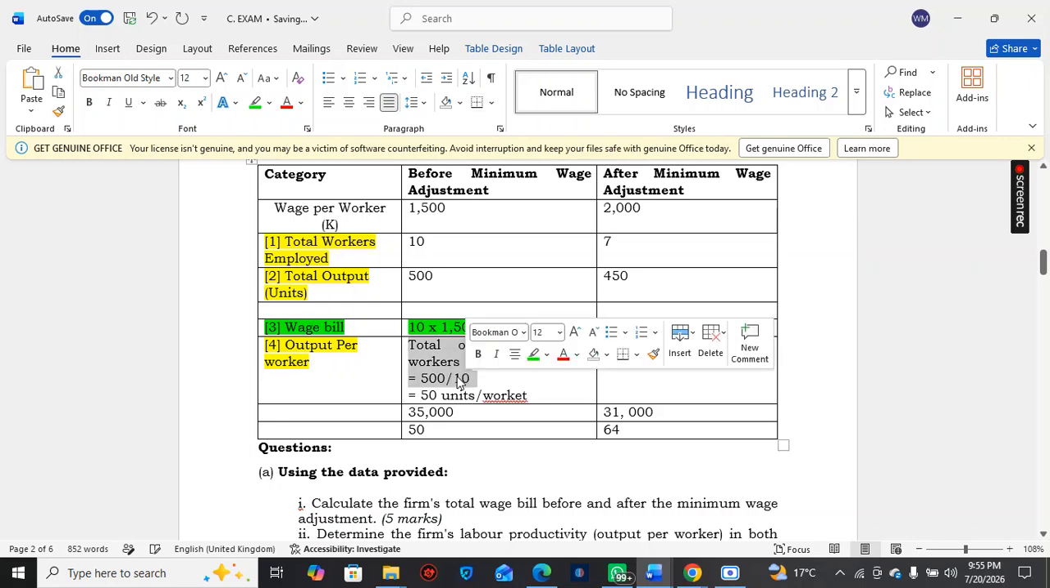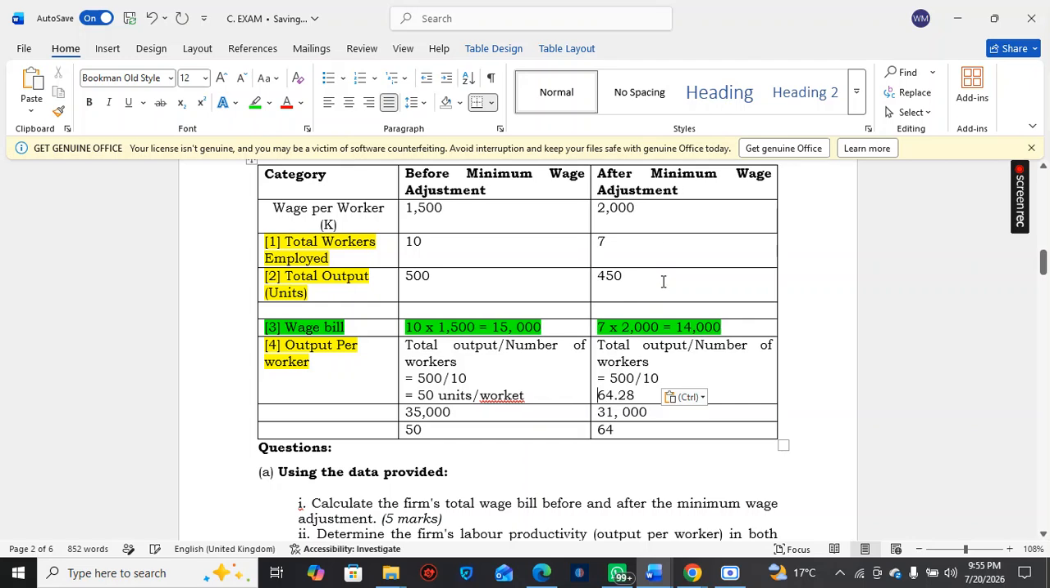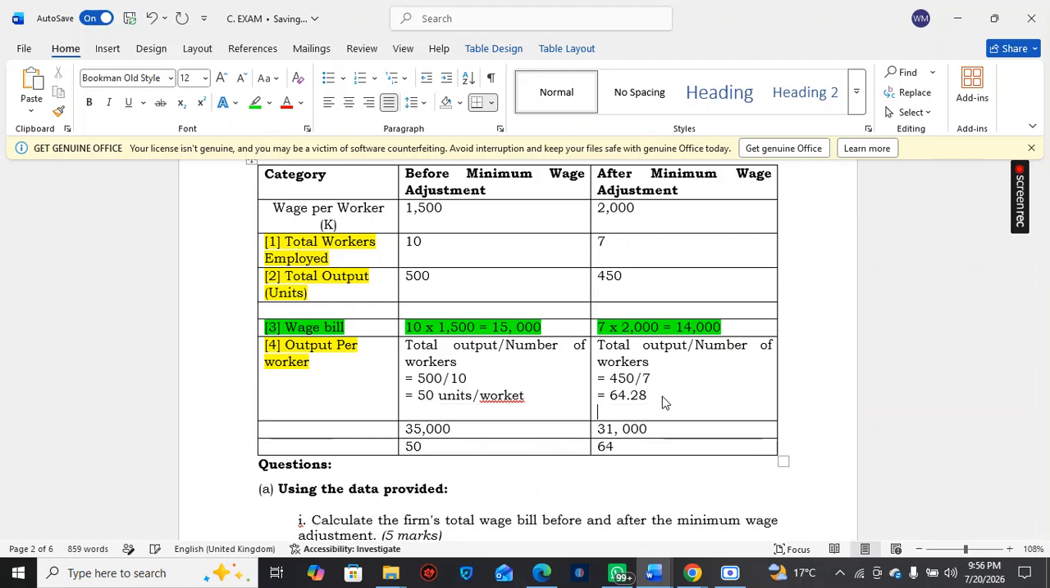Then when we have 7 workers, our output is 450. So you're going to say 450 divided by 7, and we get 64.28, which we can just say is basically 64 units per worker. Any questions?